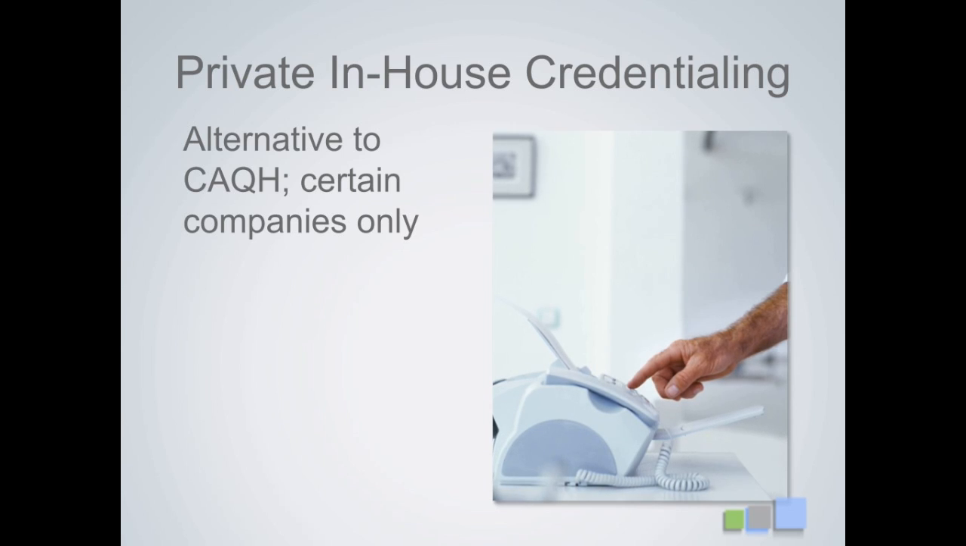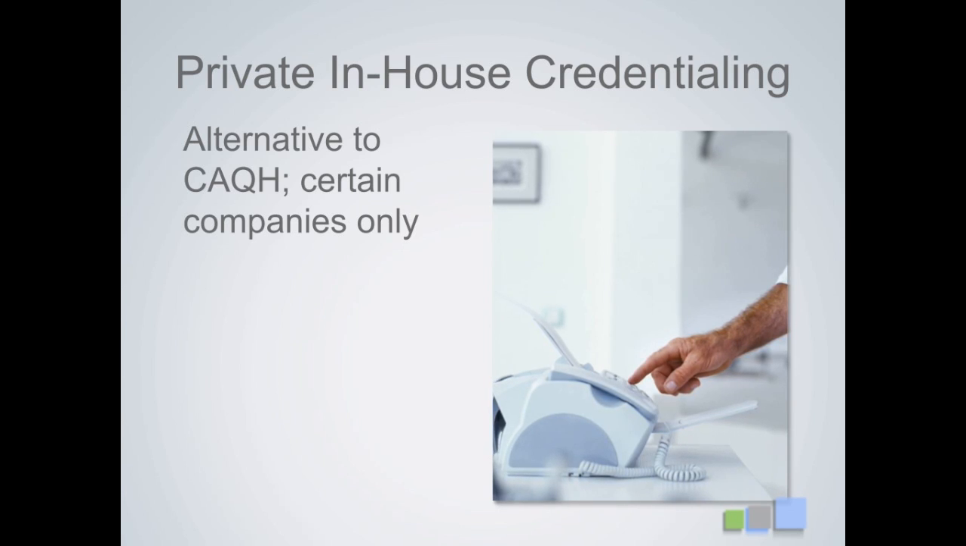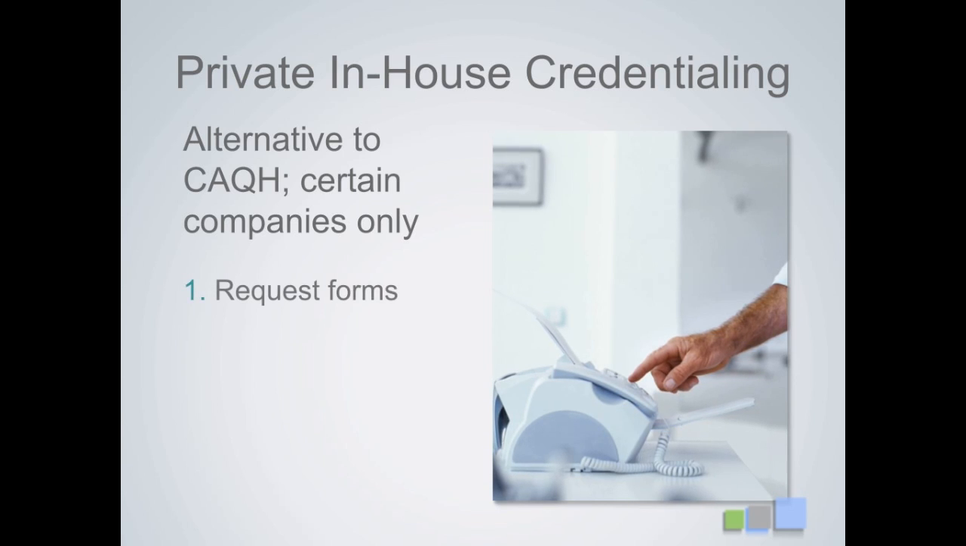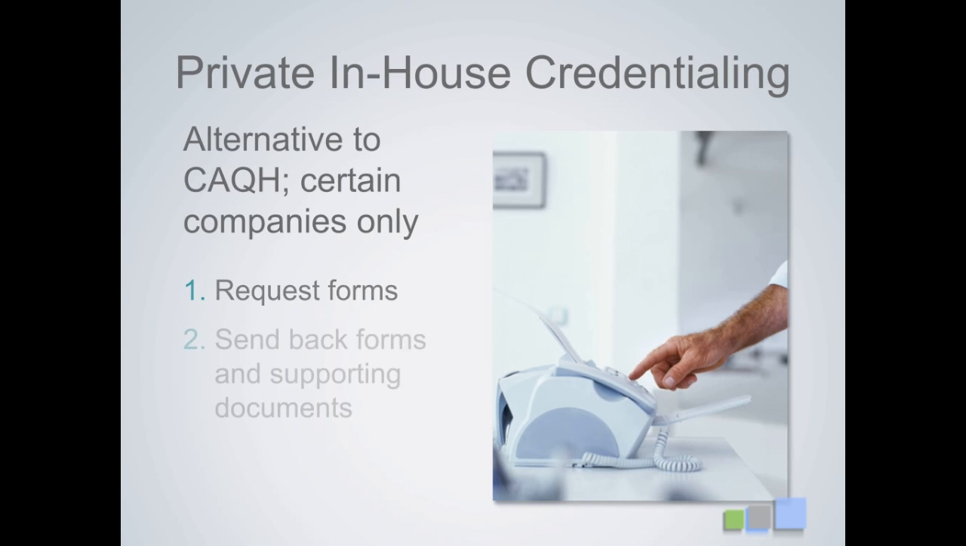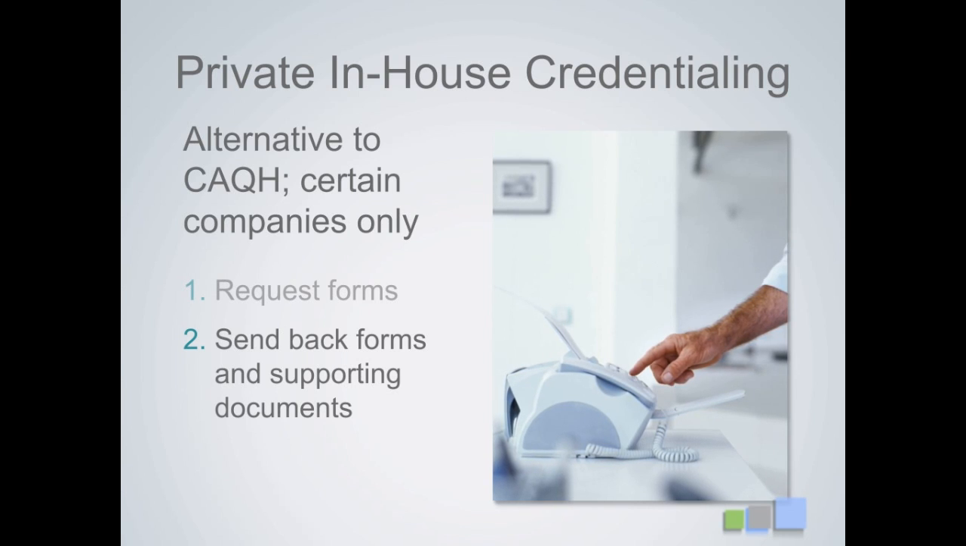If you encounter this with an insurer your department wants to contract with, you'll need to work with the company's credentialing department to provide the same kind of information that CAQH requires. Insurers who use their own credentialing will send you a credentialing packet with their own forms. Just follow their instructions and send back the completed forms along with the requested documents to their credentialing department. One difference from the CAQH process is that no login number is required.